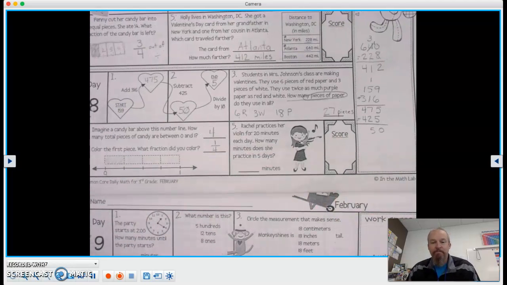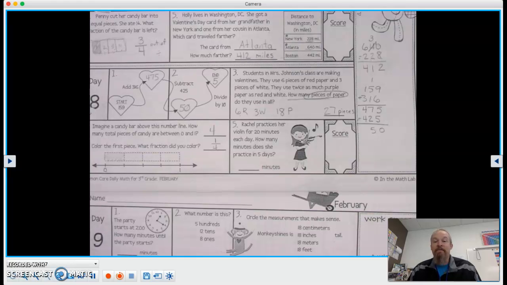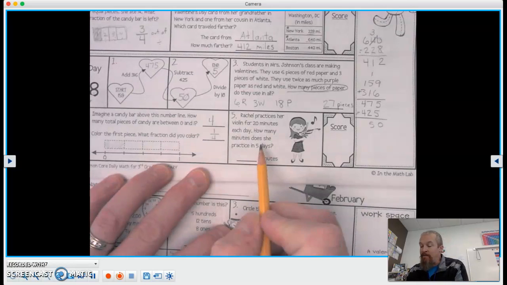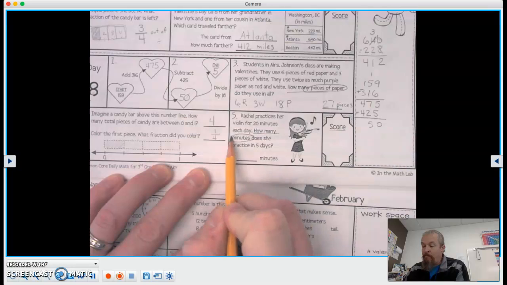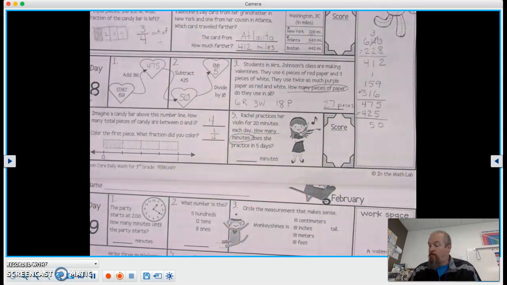Number 5. Rachel practices her violin for 20 minutes each day. How many minutes does she practice in 5 days? So we're looking for the number of minutes, and she practices 20 minutes each day.